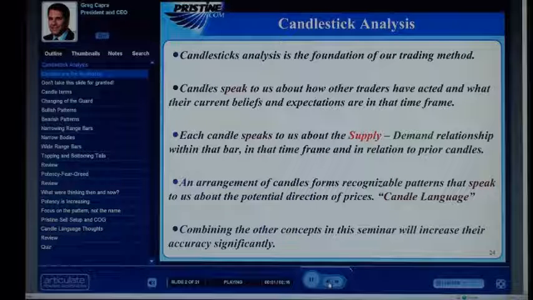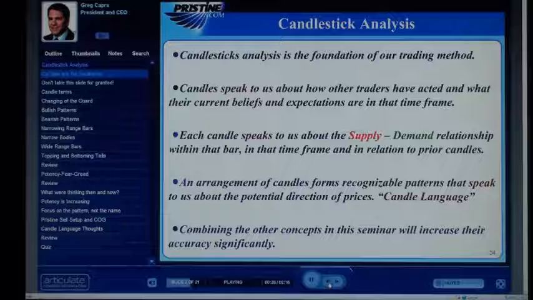Candlestick analysis is the foundation of our trading method. The reason for this is that we are primarily focused on price and looking at price patterns. Okay? Those price patterns speak to us about how other traders have acted. And this is the key in viewing patterns on a deeper level and understanding what's happening in the market or a particular stock that you're trading.